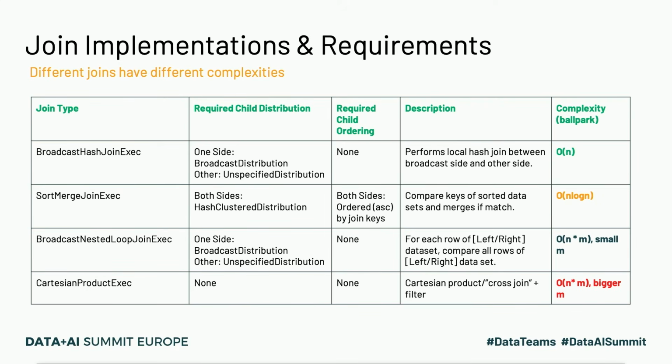For each row of the left data frame, which is basically the partition, it will compare that row with the entire broadcasted data frame and see if any keys are matched, and if yes, it will merge those. So for each row, it will loop over the entire broadcasted data frame. This basically means that the complexity becomes O(n times m), where n is the size of the left data frame and m is the size of the broadcasted data frame.